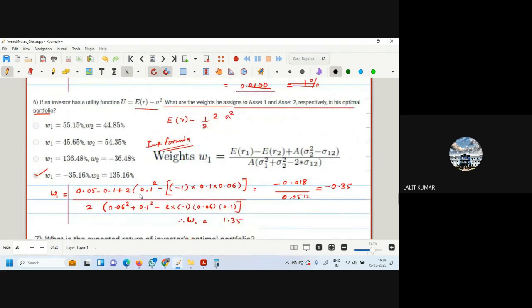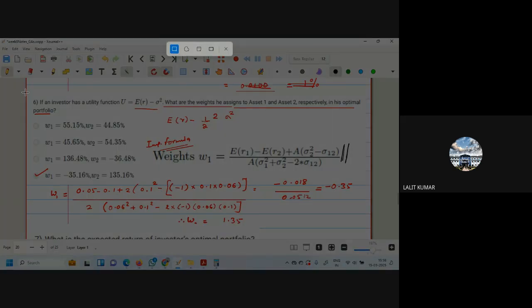Now, the second question is, if an investor has a utility function like this, what are the weights he assigns to asset 1 and asset 2 respectively in his optimal portfolio? For this, you have to remember this formula. This formula also can be derived, for example, if you forget it. And how do we do that? I will just explain to you. I'll take this question.